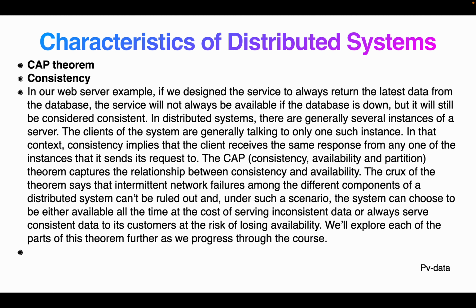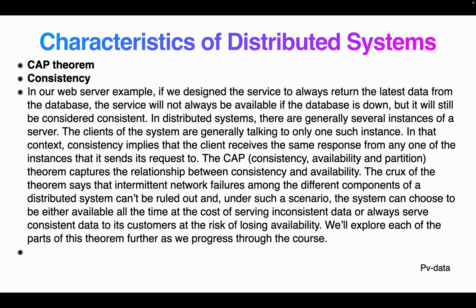So for a distributed system, at least two of the characteristics should work. This is called the CAP theorem. The first one is consistency, availability, and partition tolerance. As a web server example, if you design a service to always return the latest data from the database, the service will not always be available when the database is down, but it will still be considered consistent.